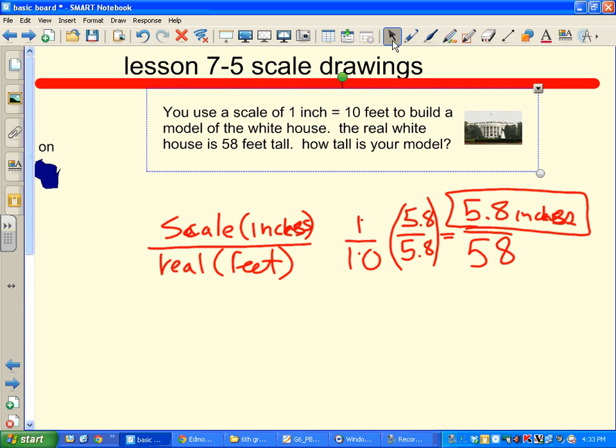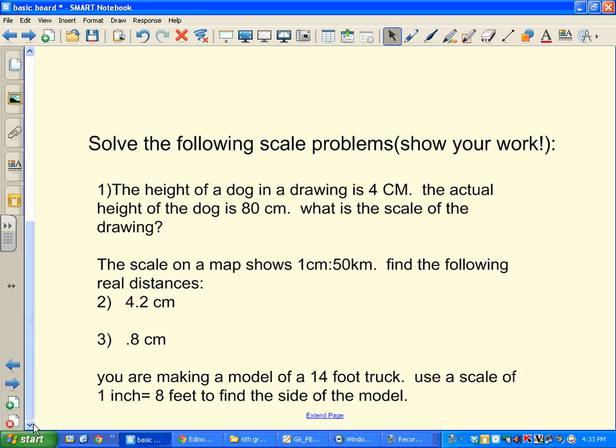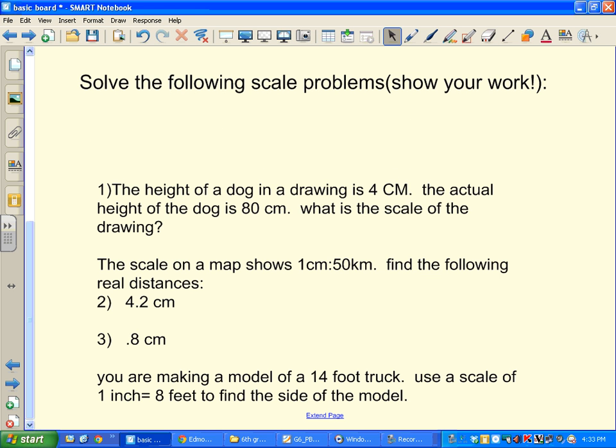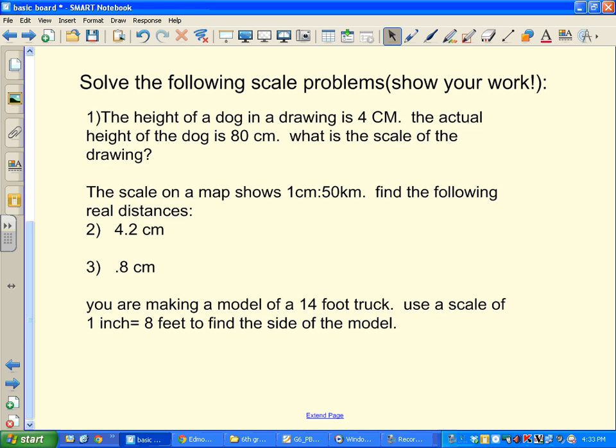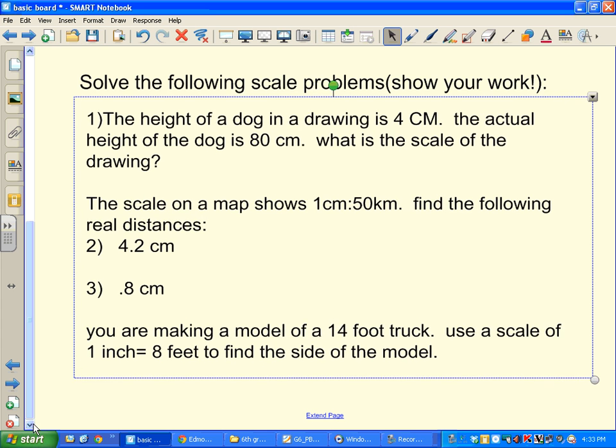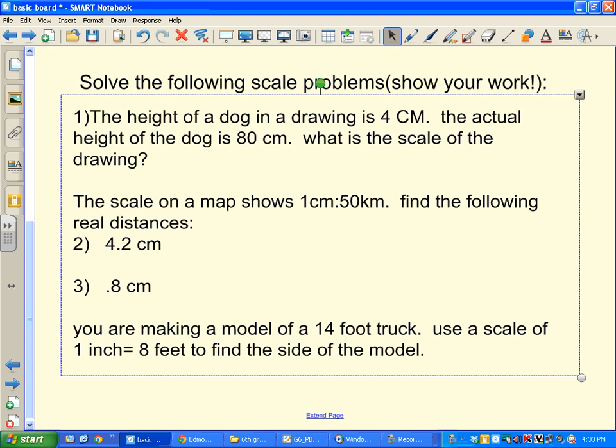All right, now, here are your problems. Solve the following problems, and please show your work. Our first one is the height of a dog in a drawing is 4 centimeters. The actual height of the dog is 80 centimeters. What is the scale of the drawing? So it's going to be a 1 to something scale.